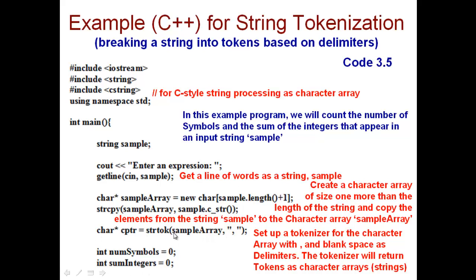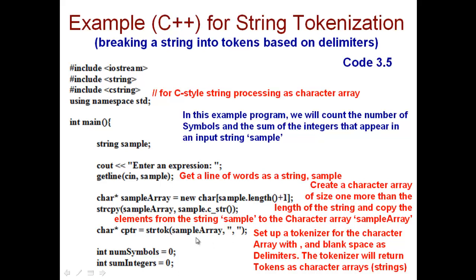strtok is a function that we can use to start the string tokenizer, and we pass the sampleArray, the character array, as the argument, which of course is a pointer to a character array, and then the set of delimiters. This is where you include all the delimiters that will be part of your expression, and that will be used to separate the tokens from each other. So you can have the comma, blank space, and any other delimiter we want.